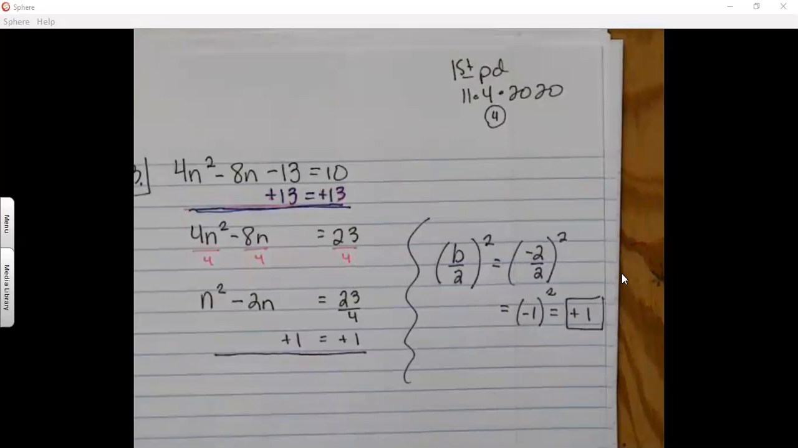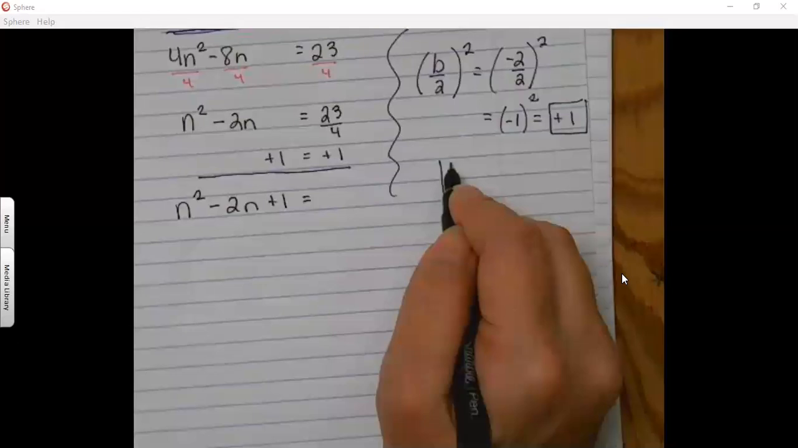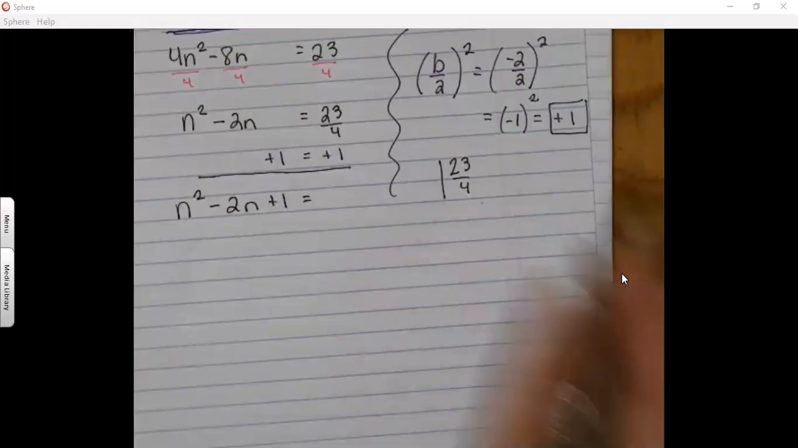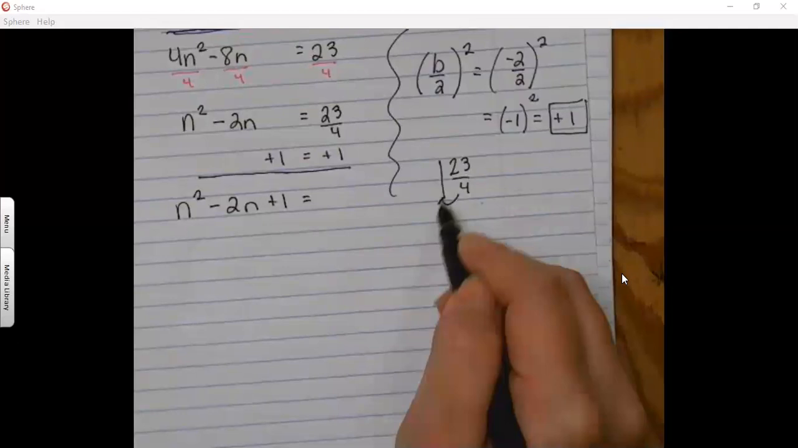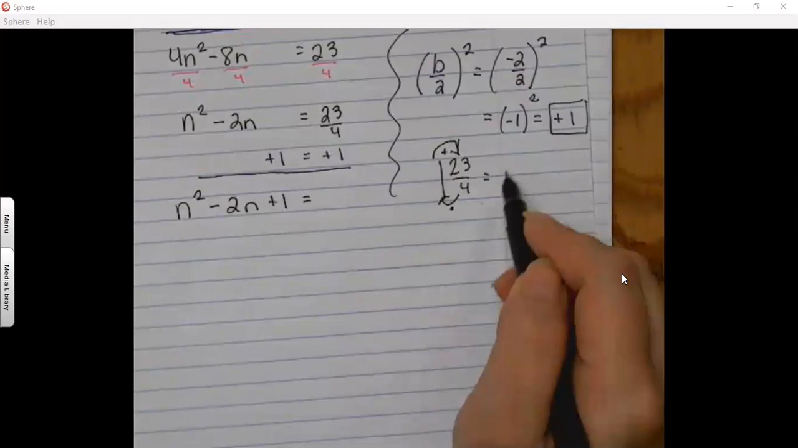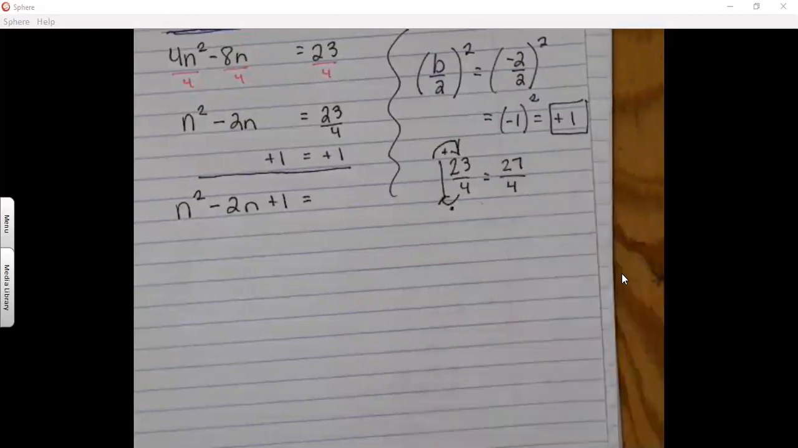So on the left side, we have n squared minus 2n plus 1 equals, all right, 23 fourths plus 1. That's going to give us 1 and 23 fourths. But like I said on the last one, you don't want to leave a mixed number. Change it to improper. So 4 times 1 is what? 4, and 4 plus 23 is 27. The denominator will remain the same. Can I reduce 27 fourths? Nope, so 27 fourths.